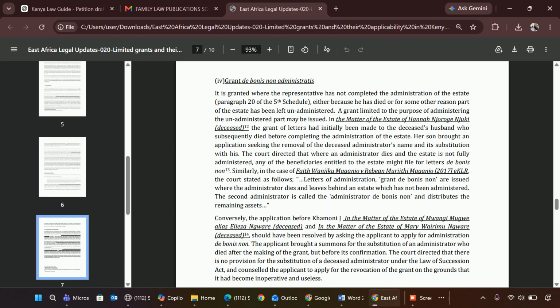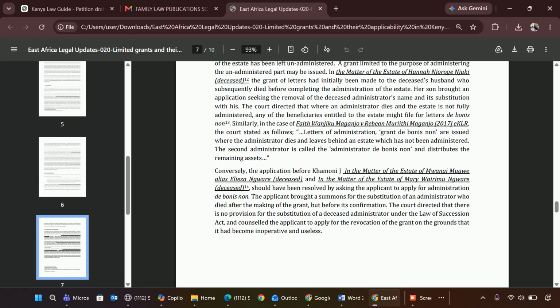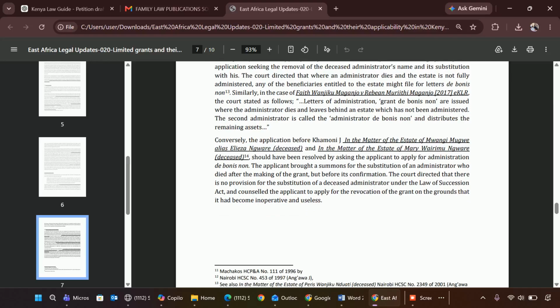And this was also similarly held in Faith Wanjiku Maganjo versus Ruben Murithi Maganjo 2017, where the court categorically stated that grants de bonis non are issued where the administrator dies and leaves behind an estate which has not been administered, because the second administrator will now be called administrator de bonis non and distributes the remaining assets.